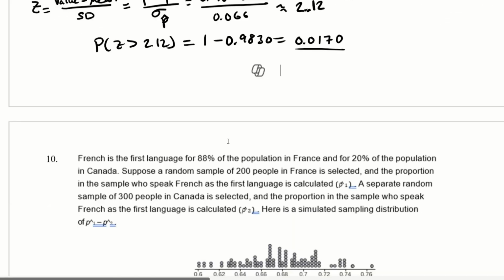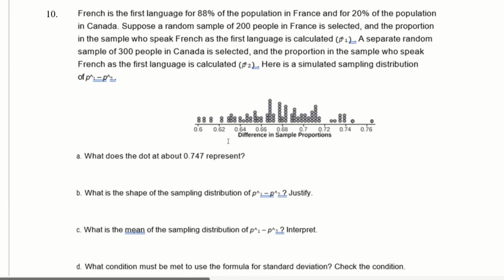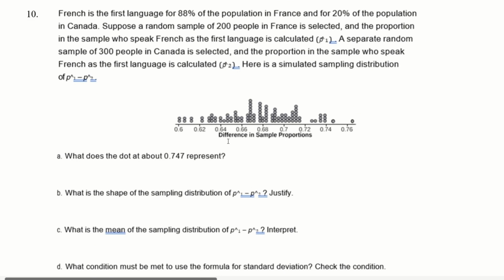Number 10. French is the first language for 88% of the population in France and for 20% of the population in Canada. Suppose a random sample of 200 people in France is selected and the proportion in the sample who speak French as the first language is calculated. A separate random sample of 300 people in Canada is selected and the proportion in the sample who speak French is calculated, p hat 2.